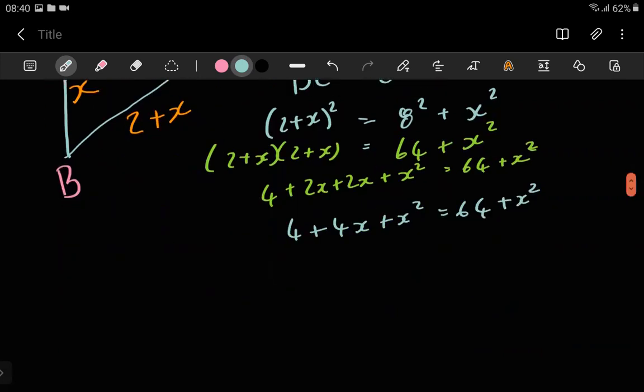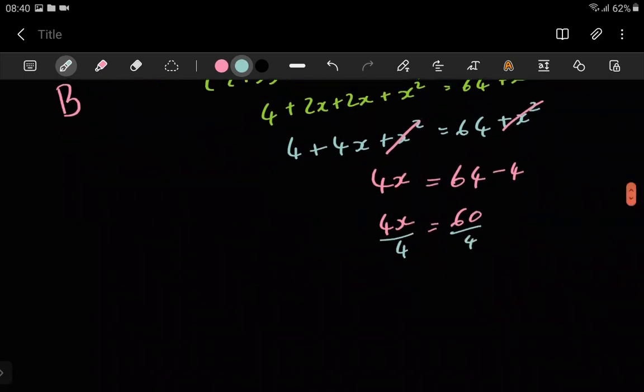We can take everything to one side. This x squared here and this x squared, they're going to cancel each other out because if you take them to one side, these go away. The signs change. We're going to have 64 minus 4, and the 4x we can leave it. So here we're going to have 60 equals 4x. Divide both sides by 4. We have 15 here, and this is x. So x is equal to 15.